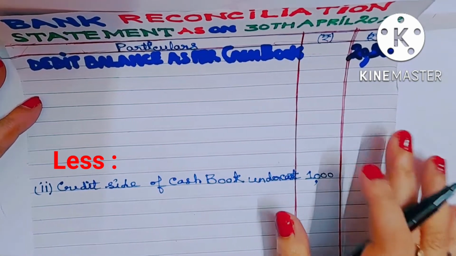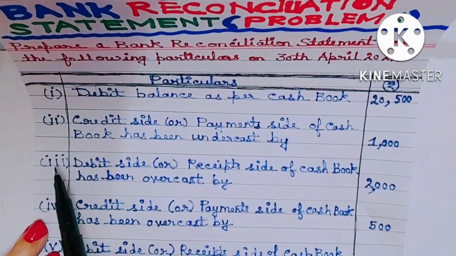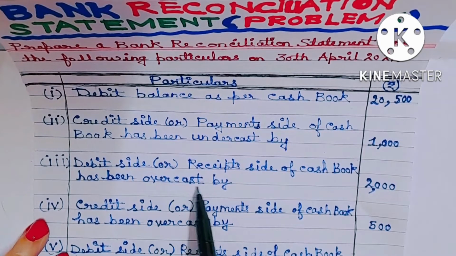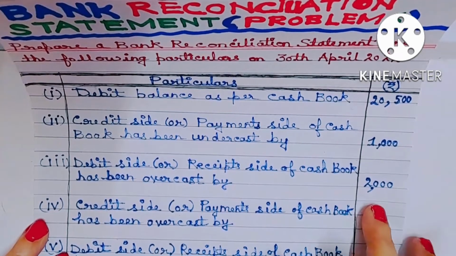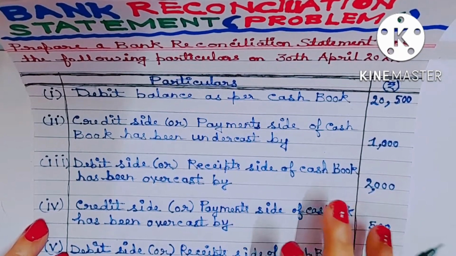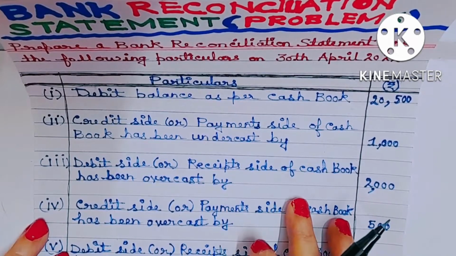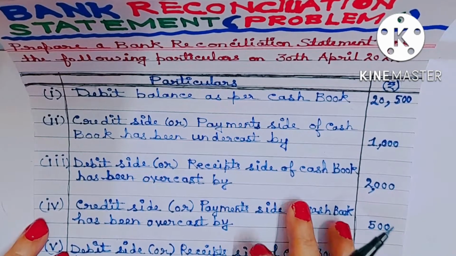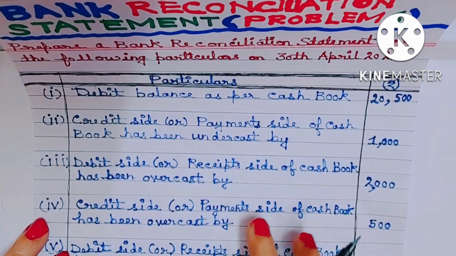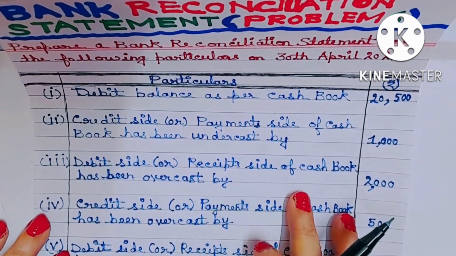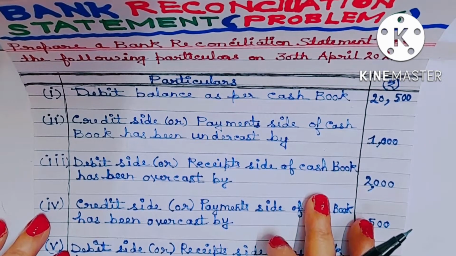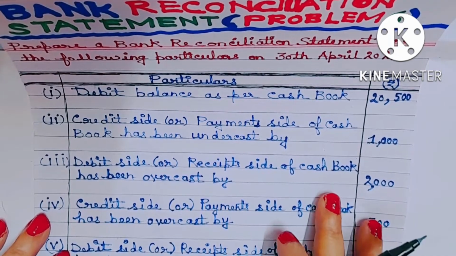Now let's see the next transaction. The next transaction is debit side or receipt side of cash book has been overcast by rupees 2000. Okay. Now what is overcast or overcasting? Overcast or overcasting means the total of a side has been totaled excess or more than the actual value. Okay. So now should we add this transaction or deduct this transaction? We have to deduct these transactions. But you should understand why we are going to deduct this transaction.